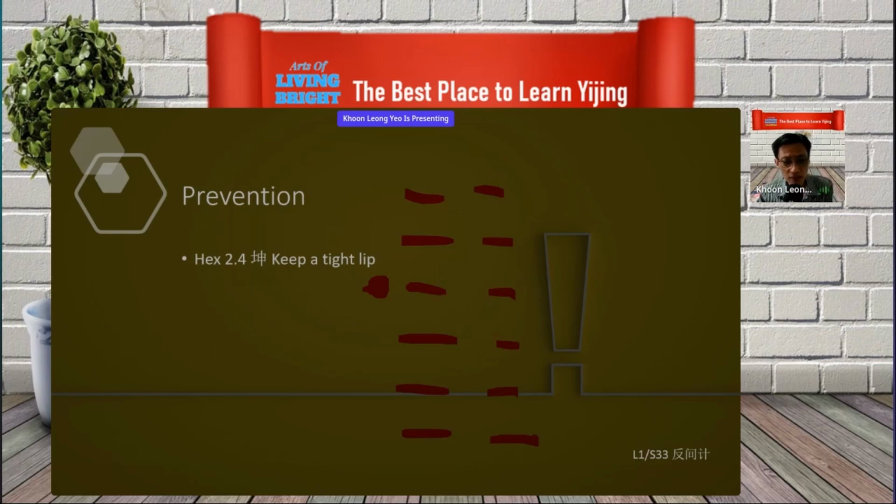So what it says here, 坤卦 number 4 means keep a tight lip, don't anyhow share, and only share on a need to know basis. So Pepe say retrieve info on a need to know basis, very good, so that the other party won't have the full story. Very good.